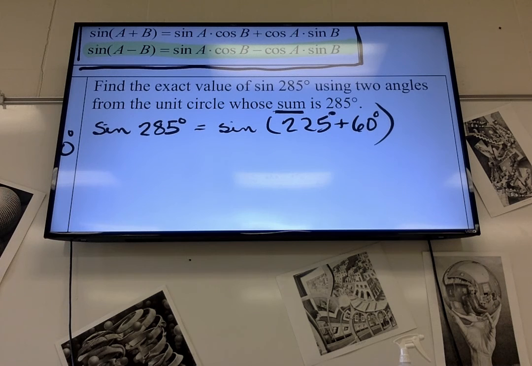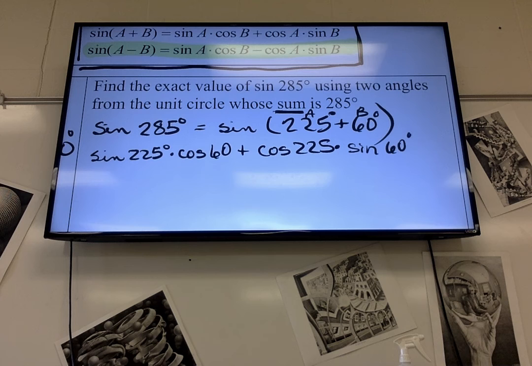All right. So this would be, since plus, we use the top one. So it's the sine. This is A and B. So it's the sine of 225 times the cosine of 60 plus the cosine of 225 times the sine of 60. Okay, good with that part?